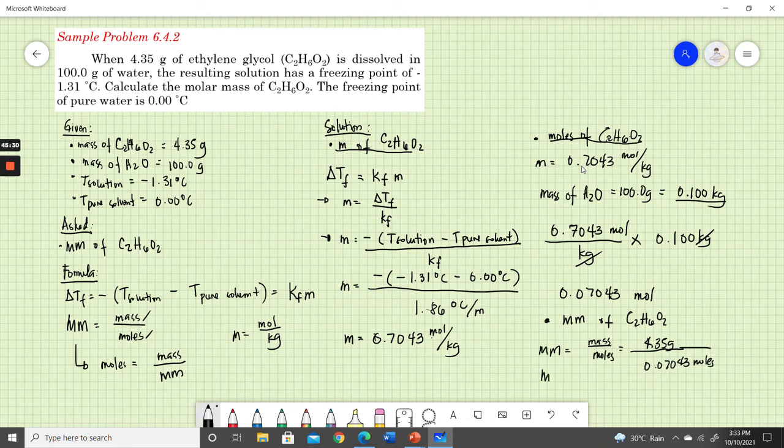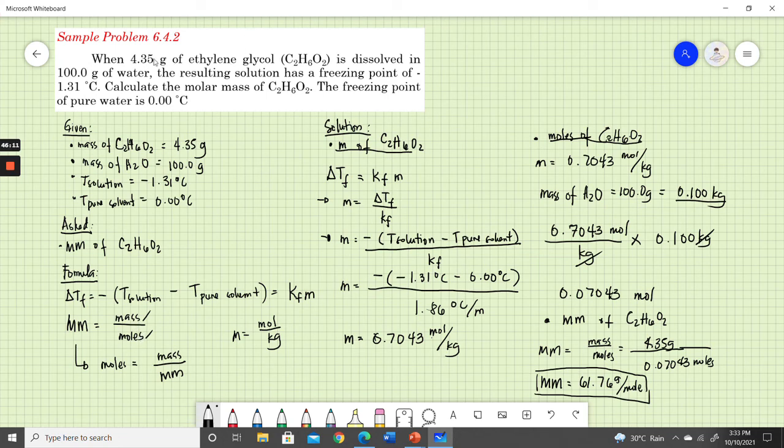And then yung molar mass natin is equals to 61.76 grams per mole. Okay, so the molar mass of C2H6O2 is 61.76 grams per mole. So that's how you get the molecular mass of your solute. Again, what you need to do is first, since in order for you to get the molecular mass, you need to get the mass and the moles of your solute.